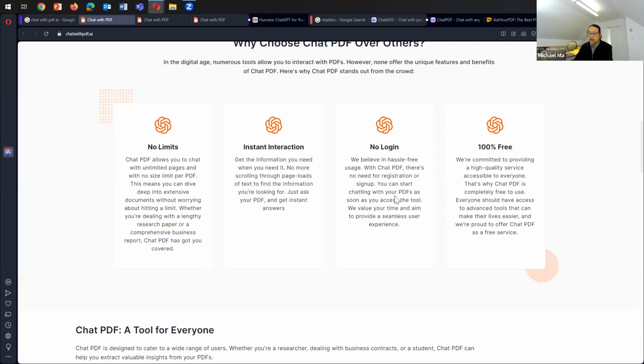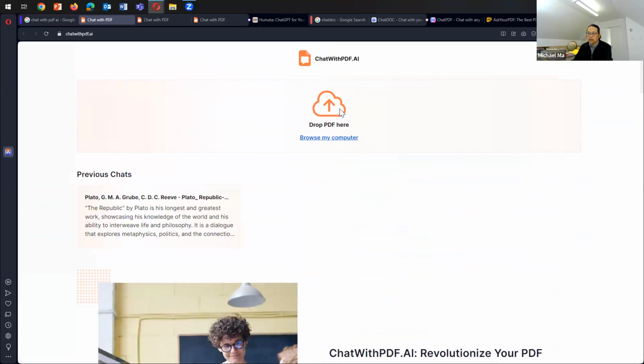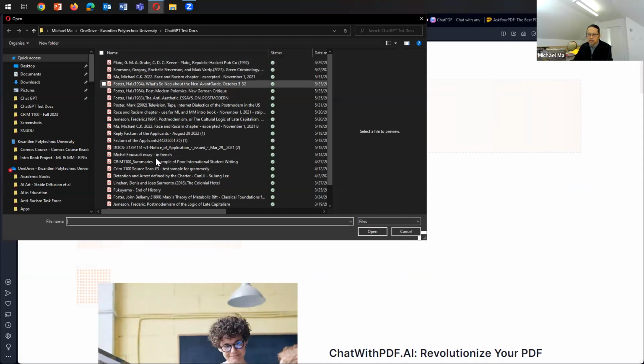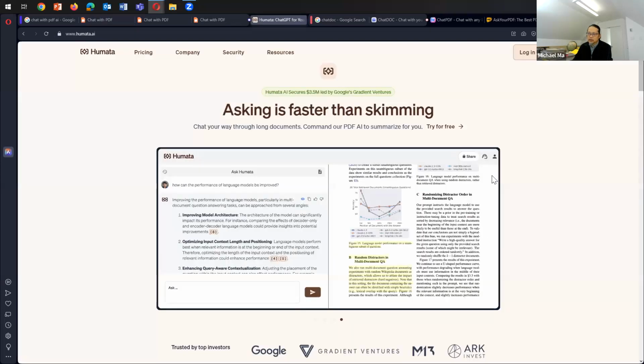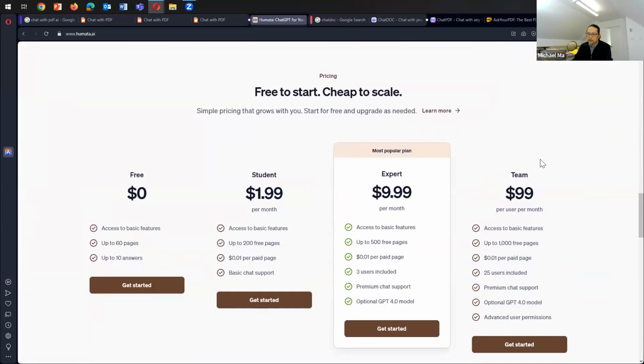You get instant interaction, and also here it says there's no login, which is true. You just start by dragging and dropping, or by clicking browse and then selecting a document. It will just start to upload that document. And then this is so interesting. It's 100% free. You can see with the other programs like Humata, for example, it's free to start, so it's kind of a freemium product. But then to upgrade or to have more access, sometimes they're limited to usage per day or per week, things like that.